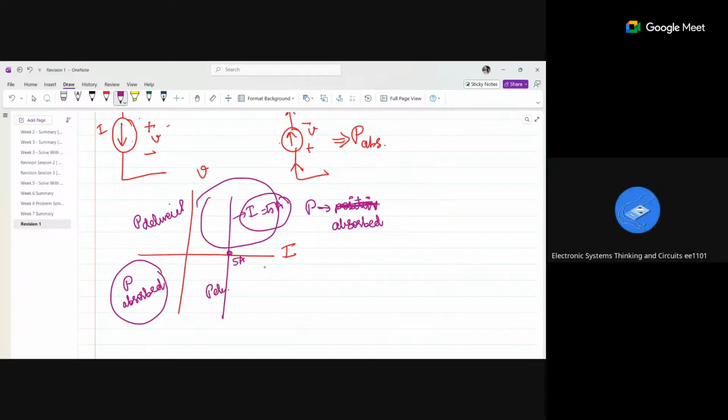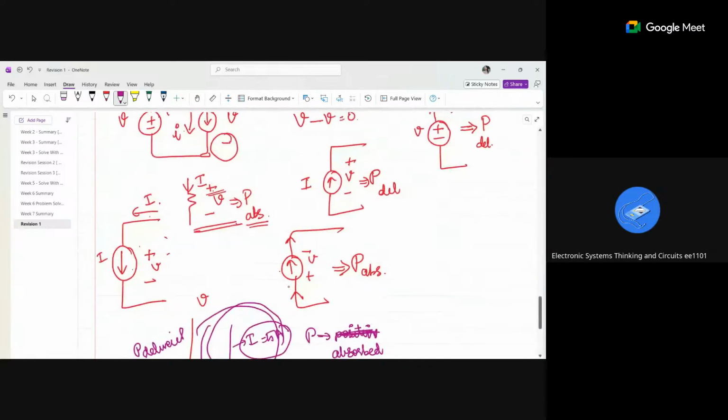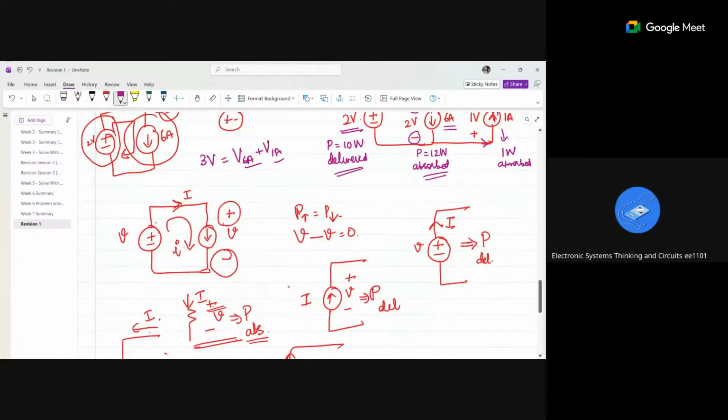So this current source can act as a delivering source also, or it can absorb also. Just because it is a current source, you can't tell whether it is absorbing power or delivering power. If there is a chargeable current source, then during that time it is absorbing power. So it depends on the direction and the sign of the values of the current.